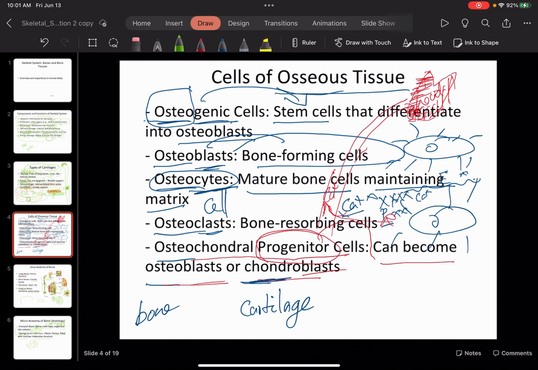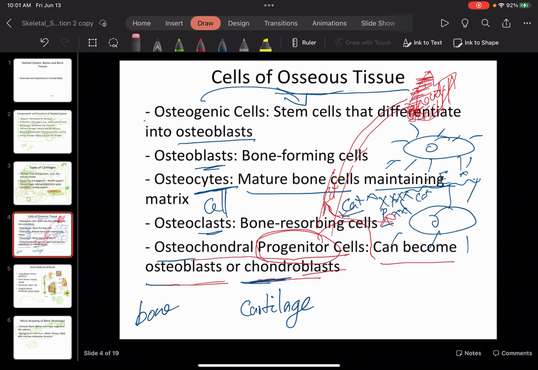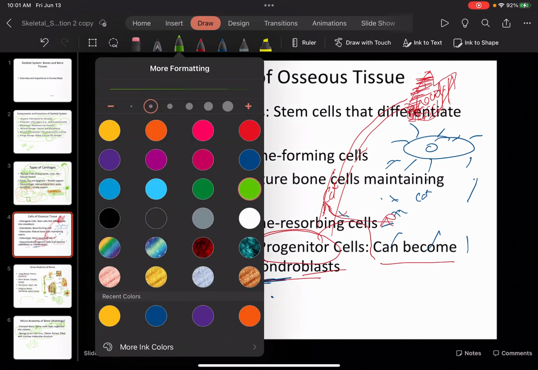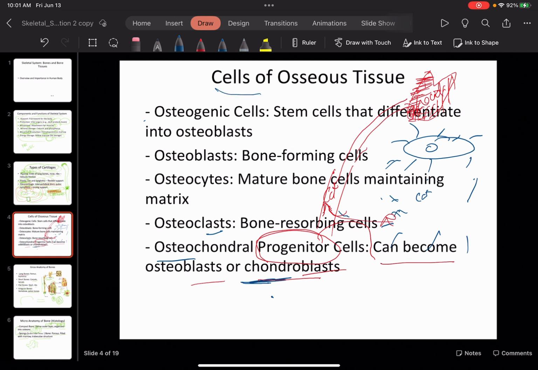Then cells of that... blood cells, no, bones. So I'm going to erase some of the stuff. So the cells, they are different types of bone cells.